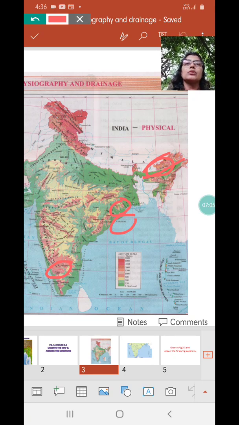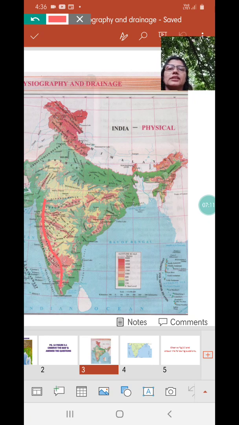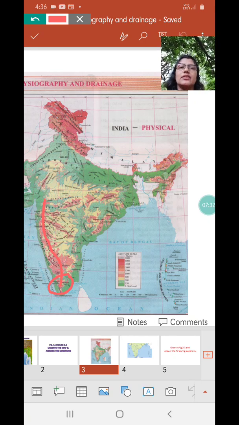Sahyadris are also called the Western Ghats. So you find them increasing from north towards south. And the highest peak in the Western Ghats you find in this region here, called Annaimudi in the Annamalai ranges. In fact, this is the highest peak in southern India, outside the Himalayas.